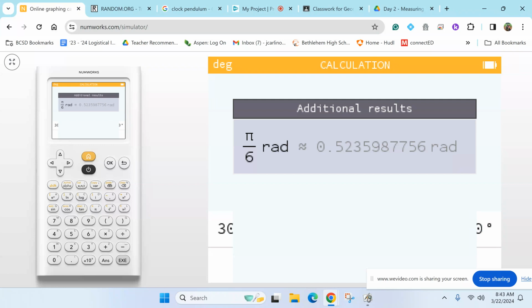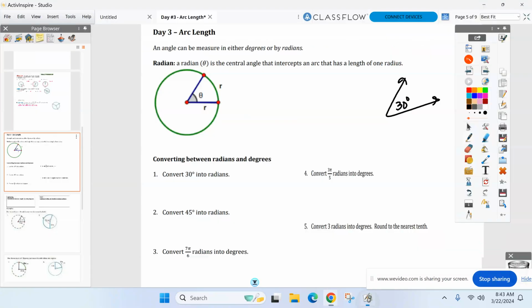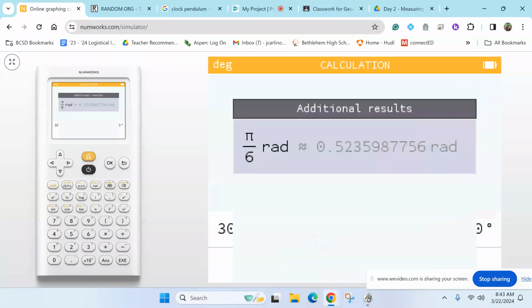Now, you know how I roll. Do you think I really want you to write this whole long decimal and put radians? No. Leave it in terms of pi. Leave your answer and your radians in terms of pi. So 30 degrees converted is the same as pi over 6 radians. Or if you want to write that decimal, it's about half a radian. 30 degrees is about half a radian.